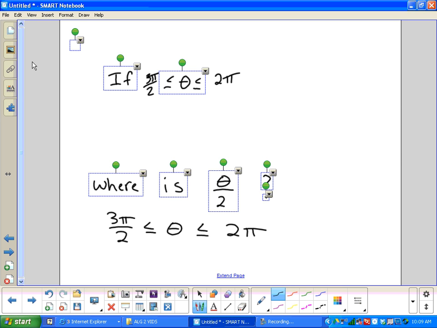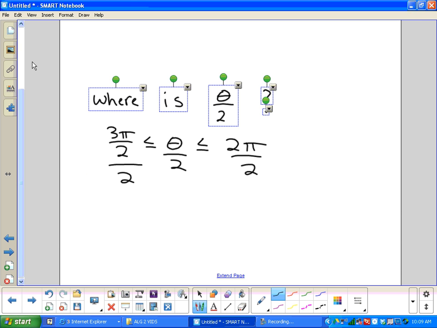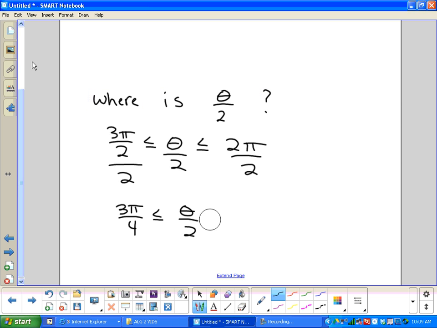All right. So do the same thing. I'm going to divide by 2. And after this, we're going to summarize this whole thing. Okay. So what's 3 pi over 2 over 2? 3 pi over 4. And then 2 pi over 2 would just be pi.